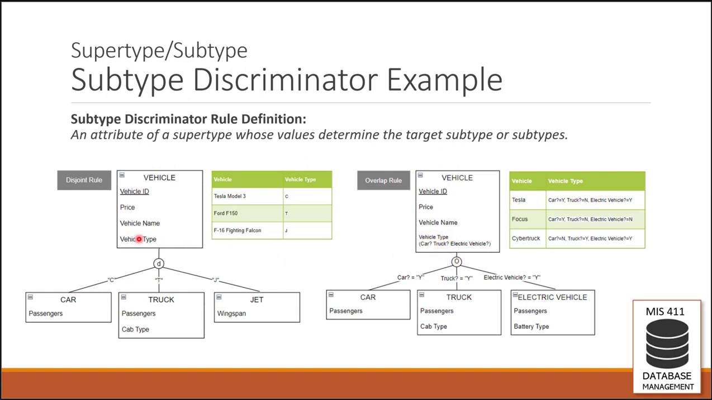And there's no special notation telling you which of these is the subtype discriminator, so just be aware. Vehicle name is not the subtype discriminator. Vehicle type is the subtype discriminator, okay? And over here, vehicle type is still the subtype discriminator. In this case, obviously, it's a composite attribute as opposed to a simple one. But there's nothing that indicates it's the subtype discriminator, as far as I know. All right, but again, in the overlapping rule, you have a more complex situation, so you have to basically say for each of the subtypes, is it or is it not that subtype?